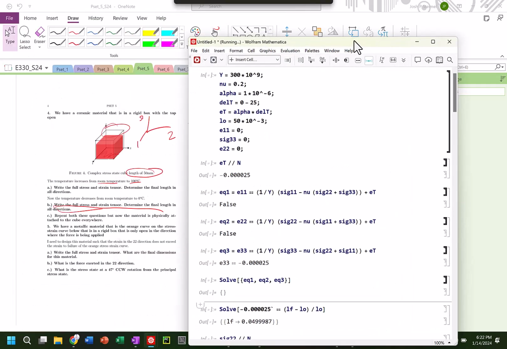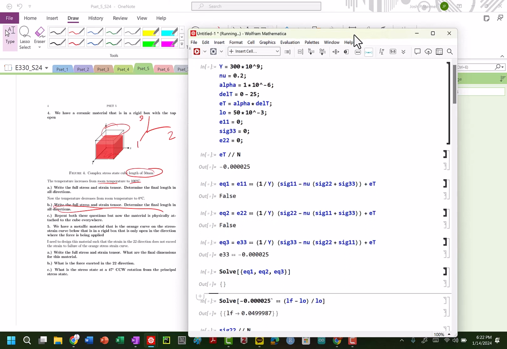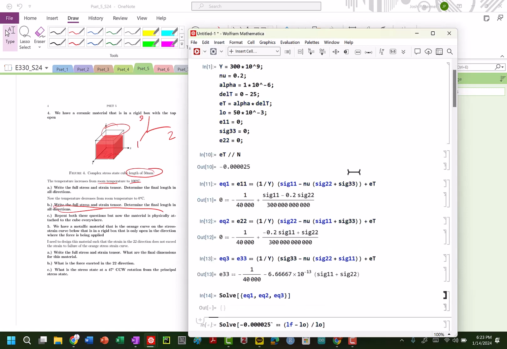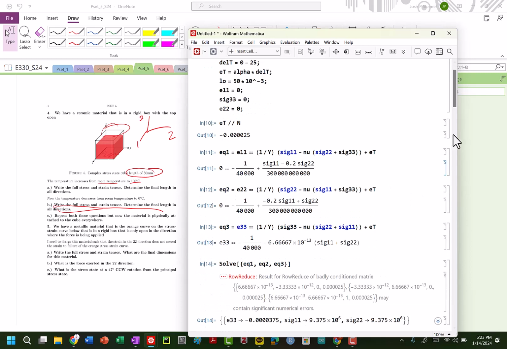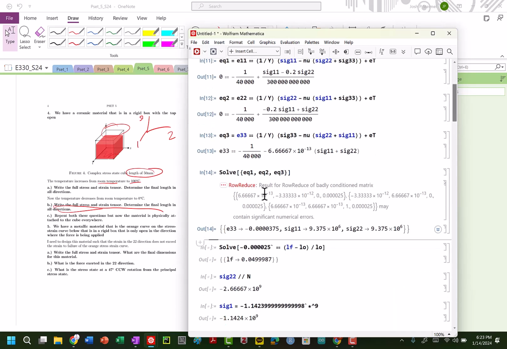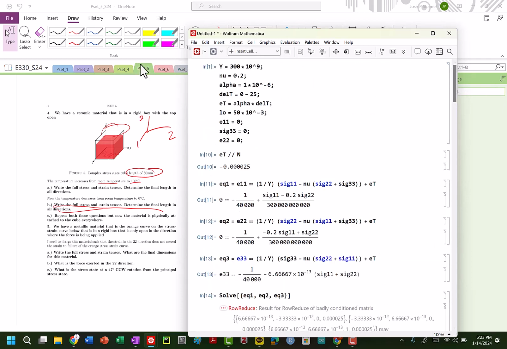Room temperature to 0 C. Again, once you restart that kernel, it's going to take some time. And then we'll do the same thing for going from room temp to here. And you can see the stress values there. And again, we can just plug this in here and find that final length as such.